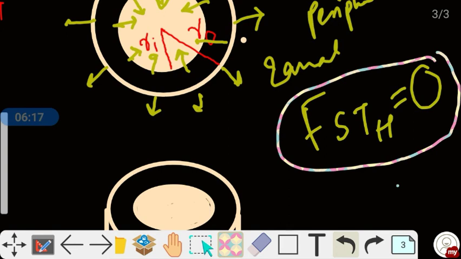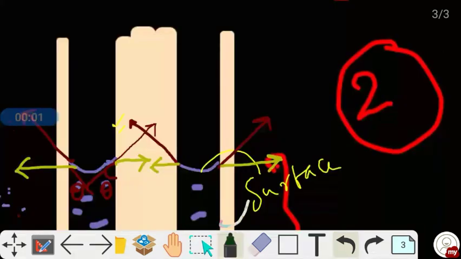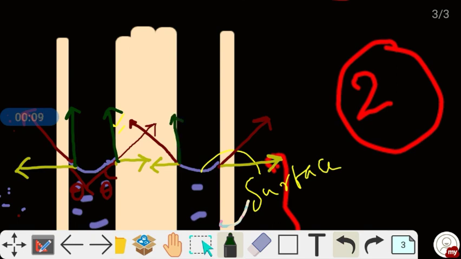Now let's see what about the vertical direction. In the vertical direction it will have components like this. So this is in vertical direction. Now let's see the vertical component in another view to get the complete understanding.